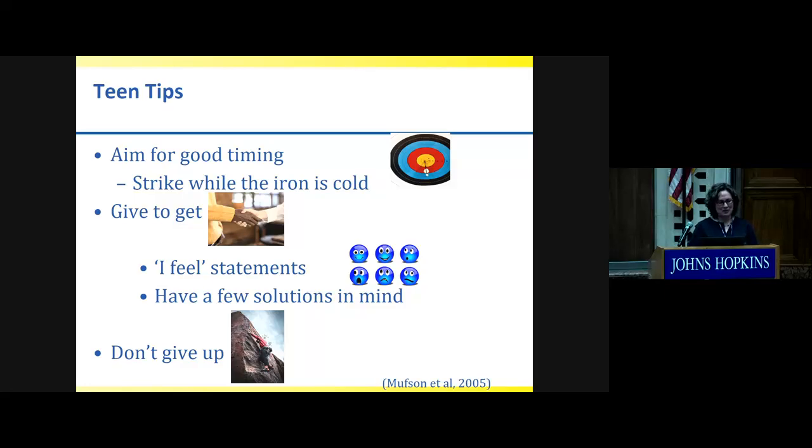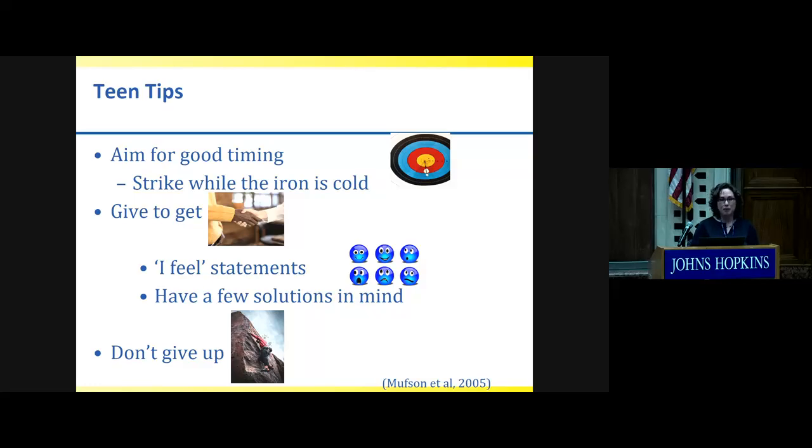So thinking about what is the best place. So give to get. Start with a positive statement to show how you know how they feel, and then say what your ask is. Again, perspective taking. I feel statements, say how you feel about the situation. People are not mind readers. Have a few solutions in mind.